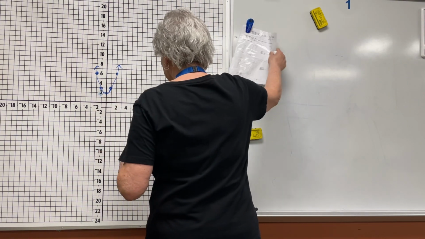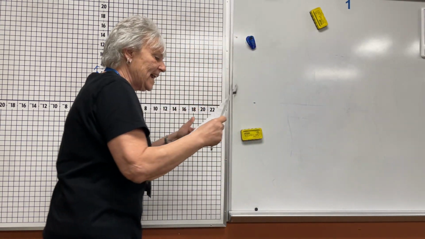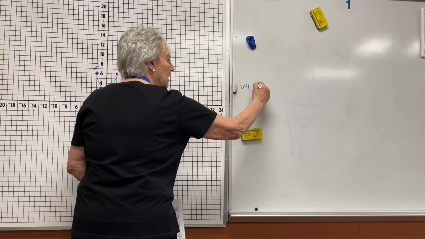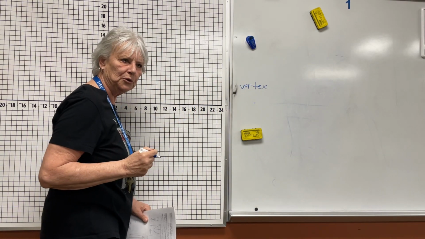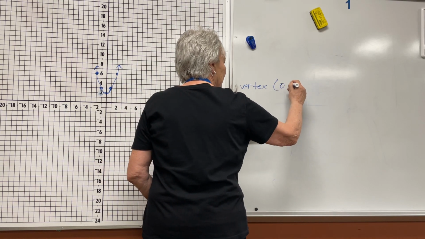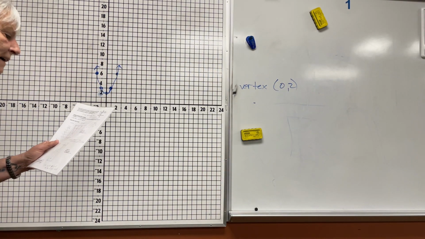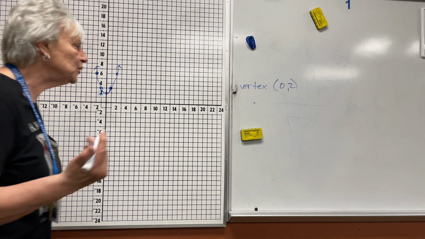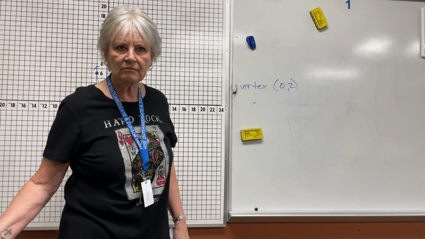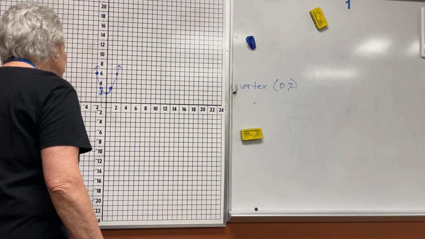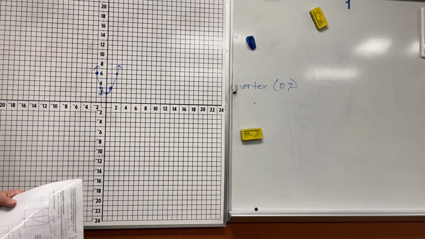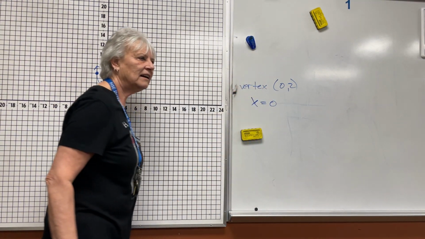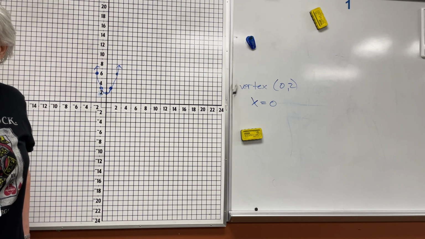Now, back to this. The vertex is 0, 2. Is that a minimum or a maximum? It's a minimum of 2. You can just write min of 2. All right? The axis of symmetry, x equals 0. That's the whole lesson. Just those things.